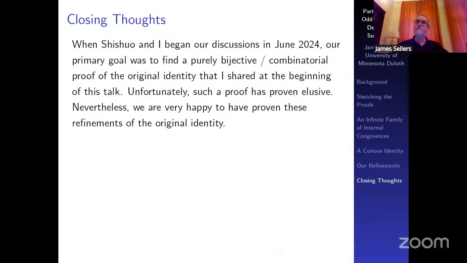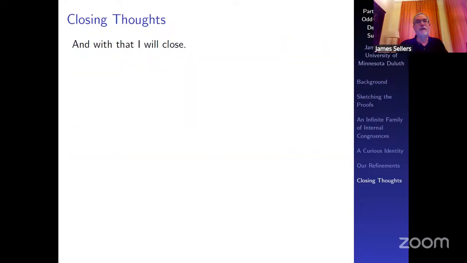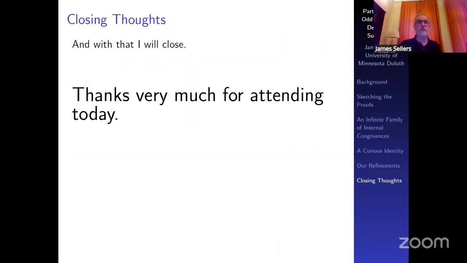But in looking for that, we were able to find the one parameter refinement that I showed you today, as well as a two parameter refinement of that original identity. Shishuo and I have submitted our manuscript. It's currently under review, I think, at Discrete Math, and we're hopeful that it will be positively viewed by the referee and that we'll see it published one day. And with that, I will close, and I thank you all very much for attending today.